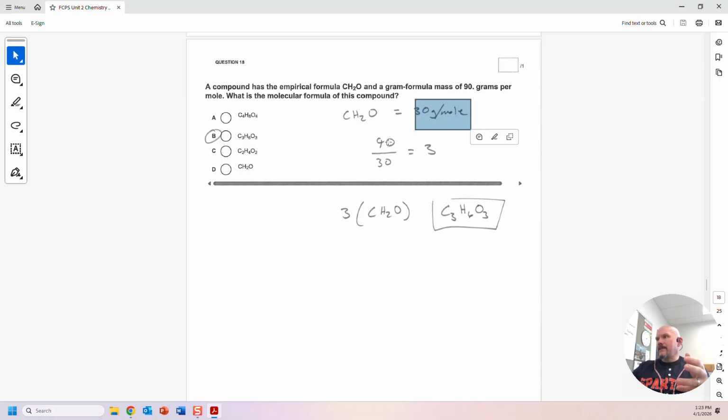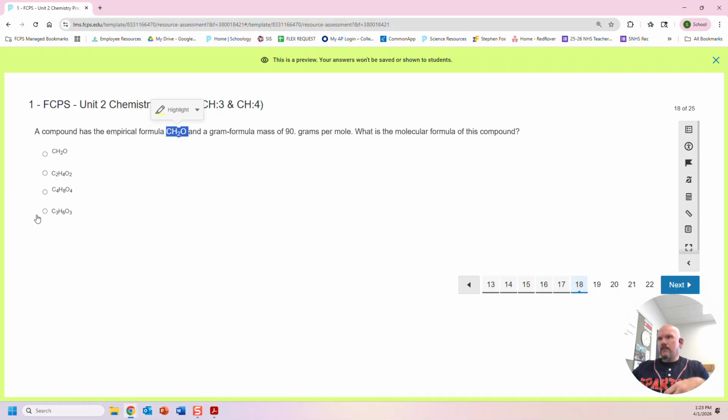The molar mass of the compound is 90. So if we do 90 divided by 30, that tells us what to multiply our subscripts by. So I'm going to multiply the 1 by 3, the 2 by 3, and the 1 by 3, and I get C3H6O3. So it was this choice, right? May not be the same choice on my actual assessment. It was this one.